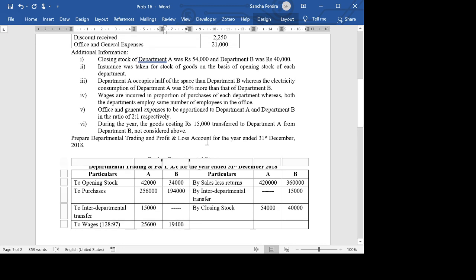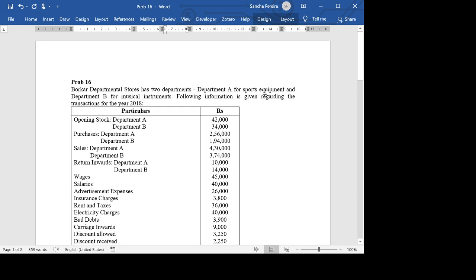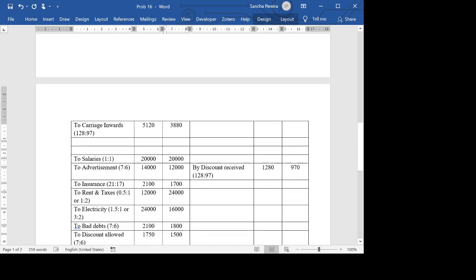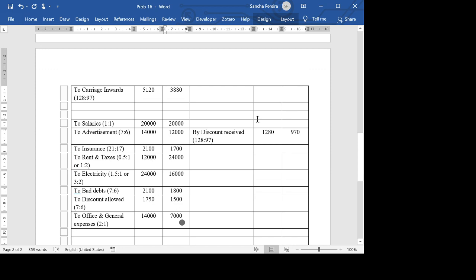Now we won't have any stock reserve in this problem, because nothing has been told that the transfers are made at market prices. If they had said the interdepartmental transfers were done at selling price or market price, then we would have calculated stock reserve. So we don't need to calculate stock reserve. We only have to do the net profit and that's it.